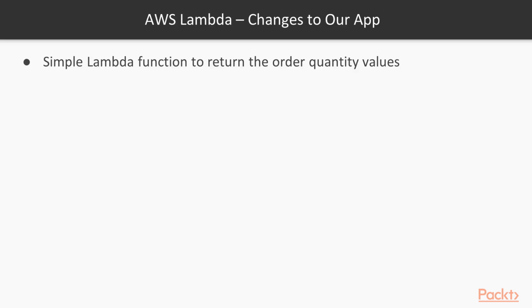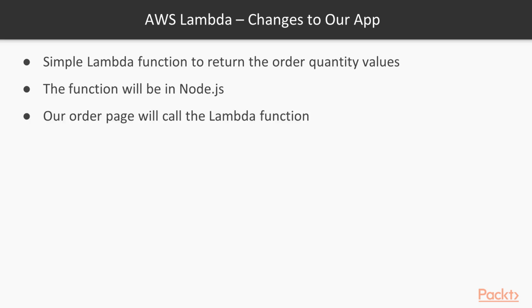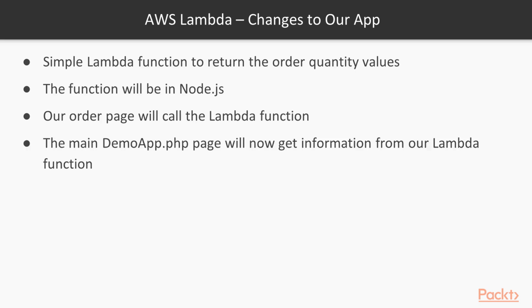So now in our changes to our demo app, I'm going to make it again very simple. We're going to have a simple Lambda function that returns order quantity values. Now remember that functions can be called from different programming languages. Even though our main function is going to be in Node.js, we can actually call that Lambda function from our order page or from our individual service pages. And then our main demo app page will just not change because now it's getting information from our order page, and our order page is getting information from our Lambda function.